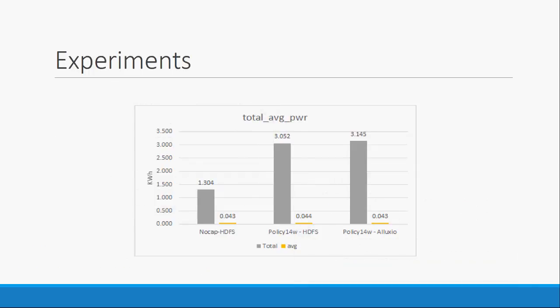Next, in this figure, we analyze the power consumption of Hadoop versus Alluxio. In the previous experiment, we saw that Alluxio uses a little less power than HDFS on average, but the runtime is bigger than HDFS. For that reason, we can see in this figure that HDFS reflects a more conservative power consumption than Alluxio.